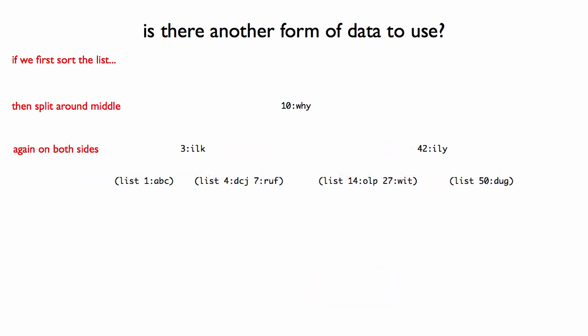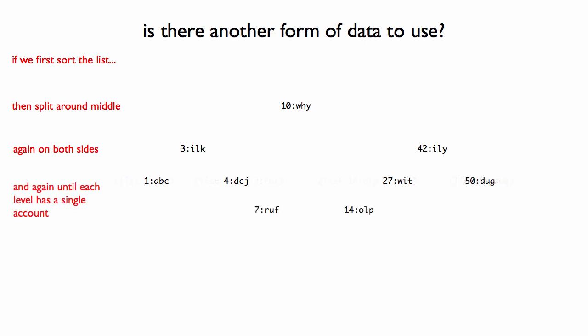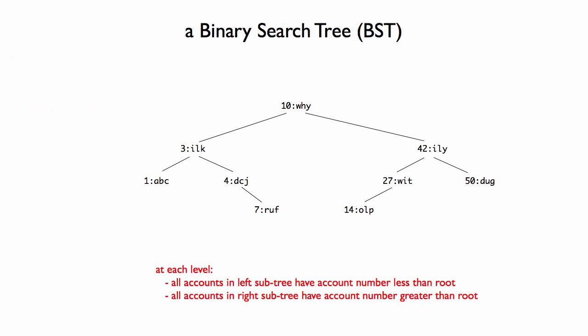And we could keep doing that until we get to the point where there's no lists left, where at each level all we have is a single account number and name. And now I'm going to draw these lines in, and this is a thing called a binary search tree.